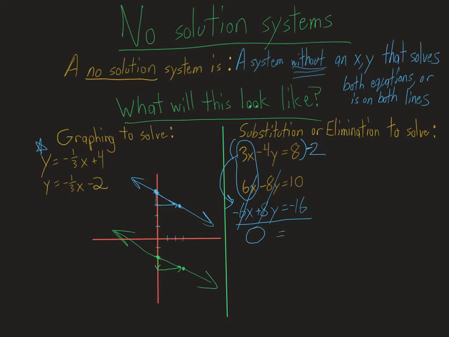0 is all I have left on the left side of the equation. And then I get -6 over here. And what we see is a false equation, which means no solution.